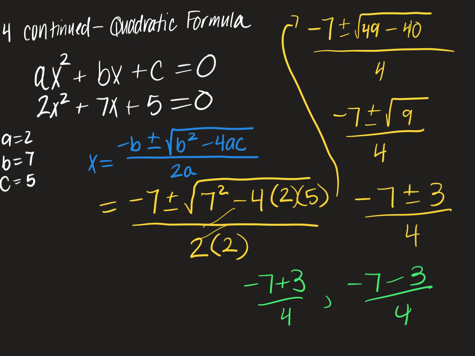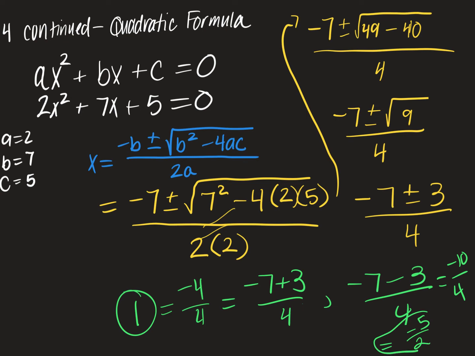So the first one, you get negative 1. Right, so that, again, negative 7 plus 3 is negative 4, over 4, which is negative 1. I am all over the place today, guys, sorry. And then on this one, you get negative 10 over 4, which we can reduce, right, to get negative 5 over 2. Make sure you're watching more than you're writing right now.